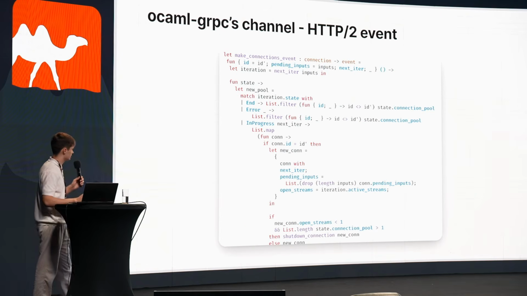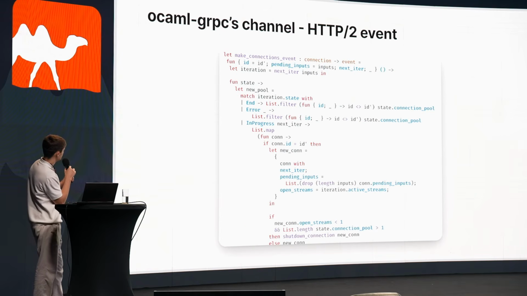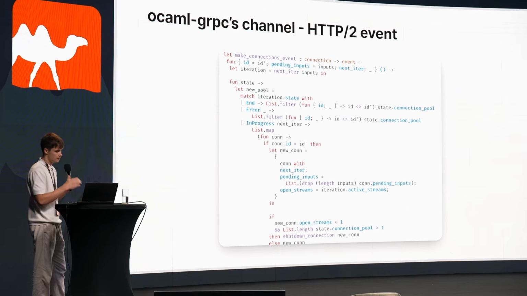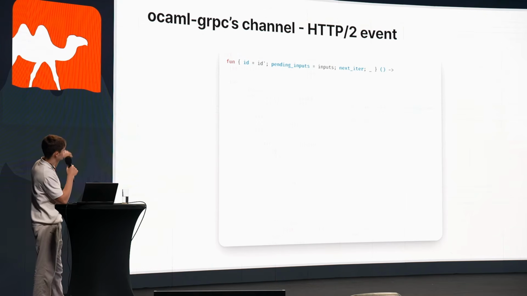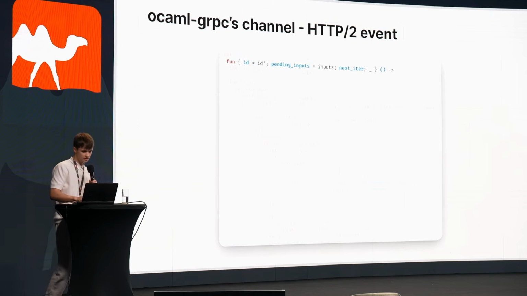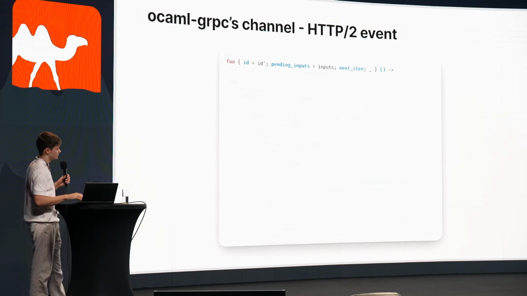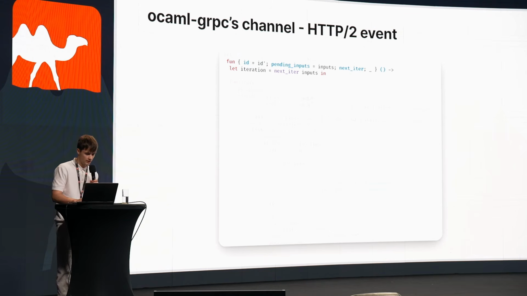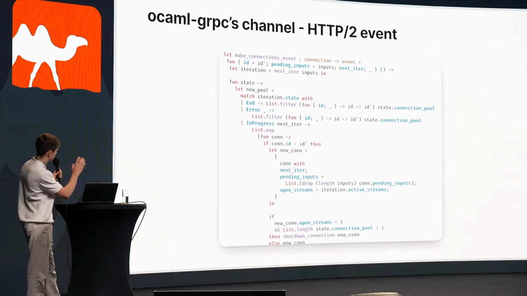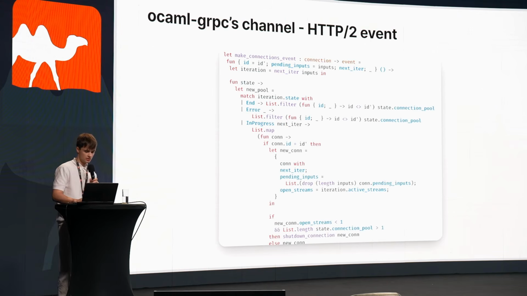And this is how the HTTP2 event looks in the gRPC channel implementation. This record represents one HTTP2 connection, and this next iter function is what I was talking about. This is exactly this continuation function. So we just treat it as an async event in a bigger loop, like a gRPC channel. And when it finishes, we make a state-to-state transition of the whole gRPC channel state.